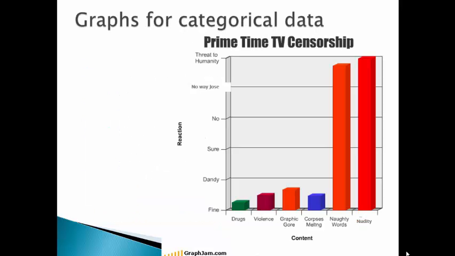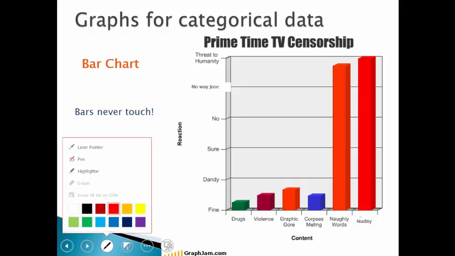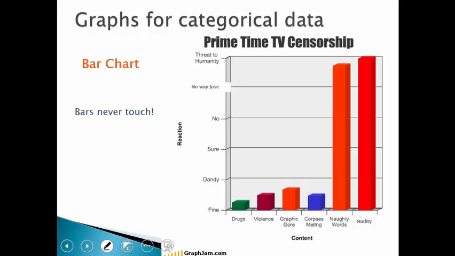So when you're talking about categorical data, there are 2 main types of graphs. You can have a bar graph. Notice the bars don't touch. And right away you see as well that these things are broken into categories down here. We've got categories: the drugs, the violence, the corpses melting, naughty words being used. And then we also break it down by those reactions.